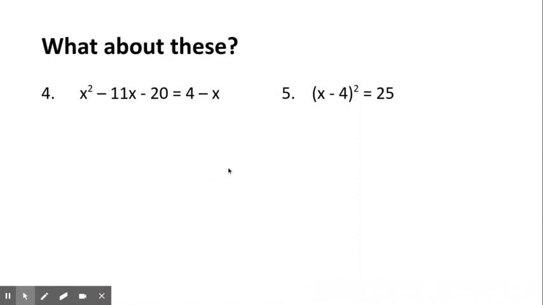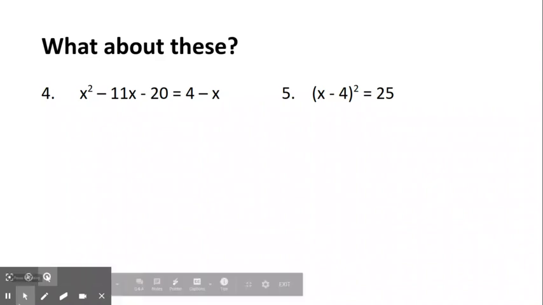Moving along, there are 2 last problems we have to look at. Starting with this one here, we are going to solve the equation x squared minus 11x minus 20 equals 4 minus x. What do you think we need to do first in order to solve this equation?